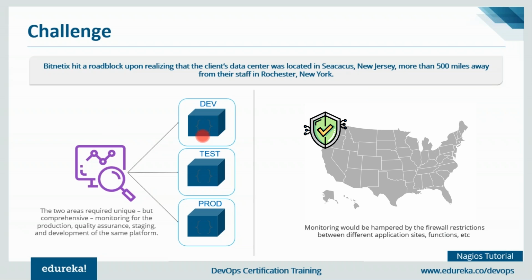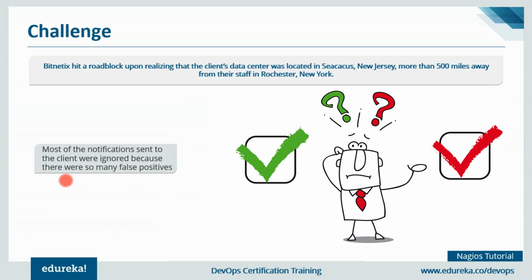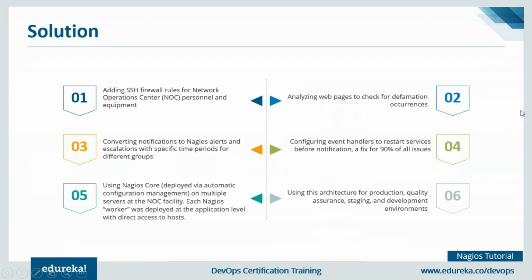Now, the two areas needed a unique but at the same time comprehensive monitoring for their dev, test, and prod environment of the same platform, right? And the next challenge was that monitoring would be hampered by the firewall restrictions between different application sites, functions, etc. So I think a lot of you know about this. Firewalls sometimes can be a nightmare, right? Apart from that, most of the notifications that were sent to the client were ignored because mostly those were false positives, right? So the client didn't bother to even check those notifications. Now, what was the solution?